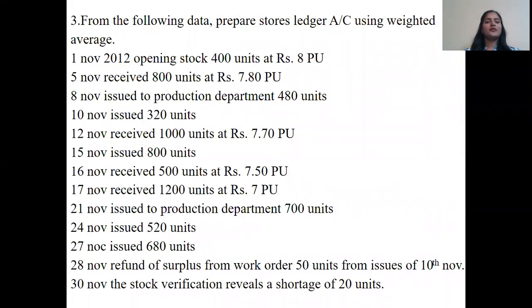See, from the following data, prepare stores ledger account using weighted average method. On 1st November 2012, opening stock 400 units at rupees 8 per unit. On 5th November, received 800 units at rupees 7.80 per unit. On 8th November, issued to production department 480 units.